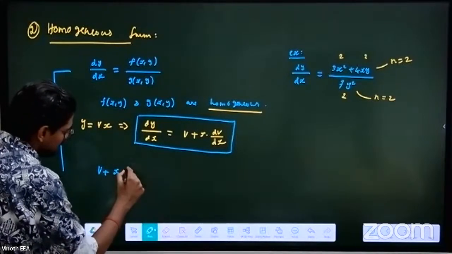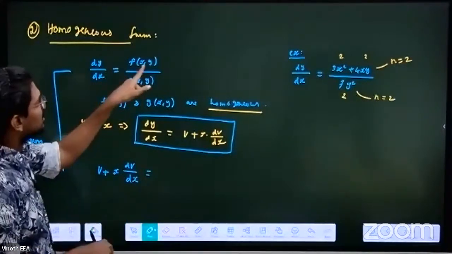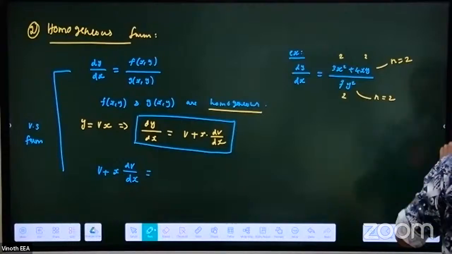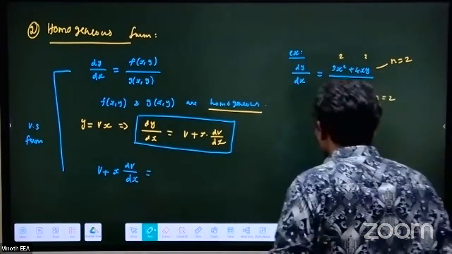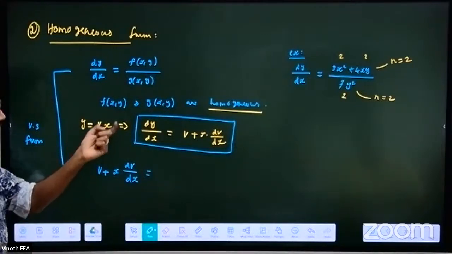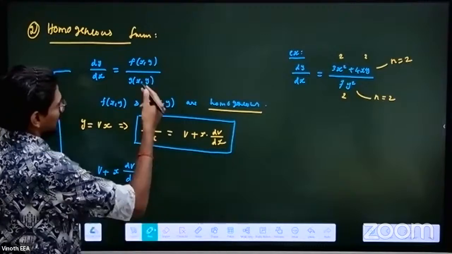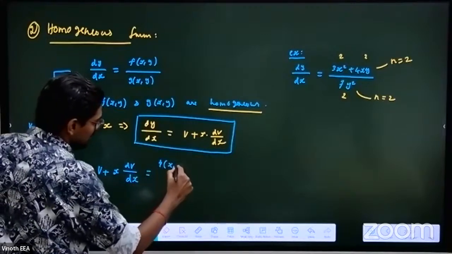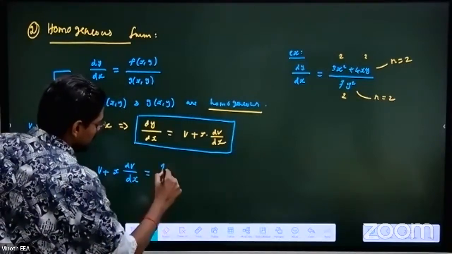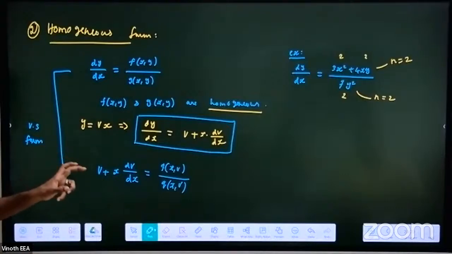v plus x into dv by dx, which is equal to, same way numerator-ல வந்து numerator-ல எங்கெல்லாம் y இருக்கோ அங்கெல்லாம் what I should do, replace it with vx. Wherever y is there, replace it with vx. So this entire function will become some other function. Let me take it as p of x comma v. Okay, p of x comma v. Similarly, this will become p of x comma v. Now I will able to separate.